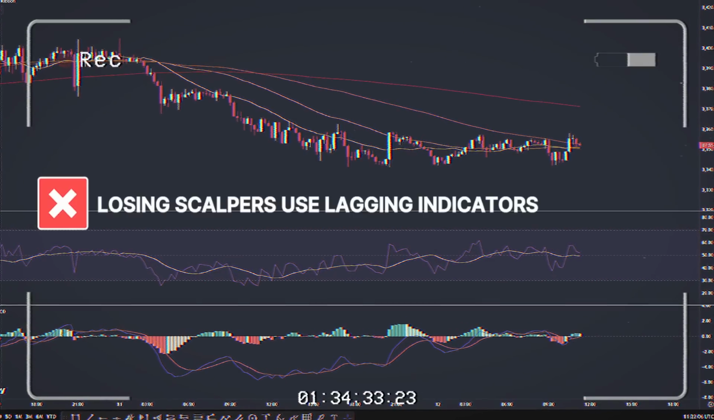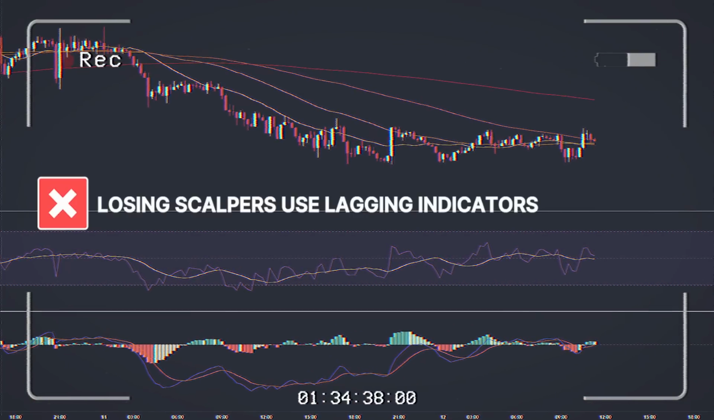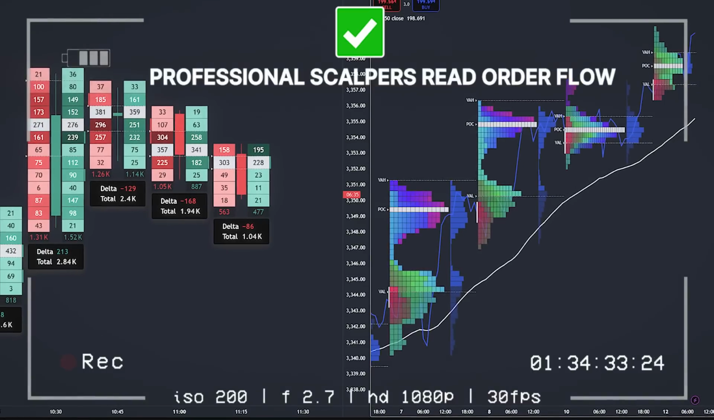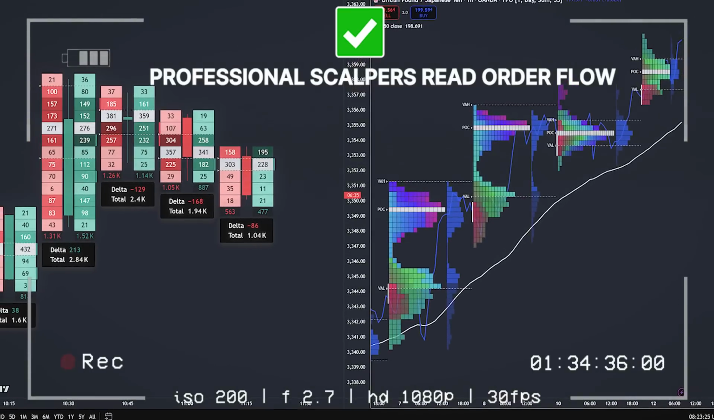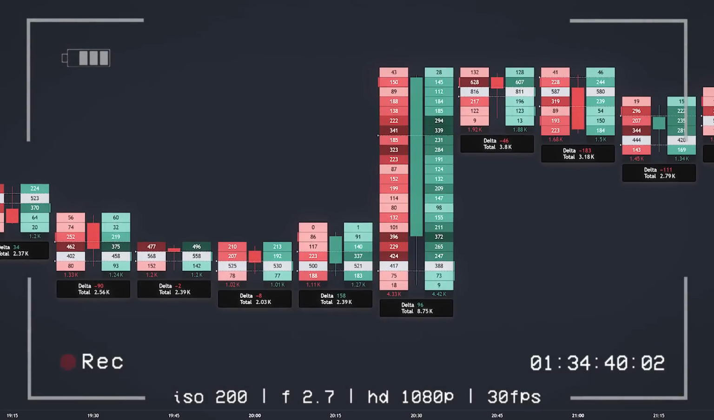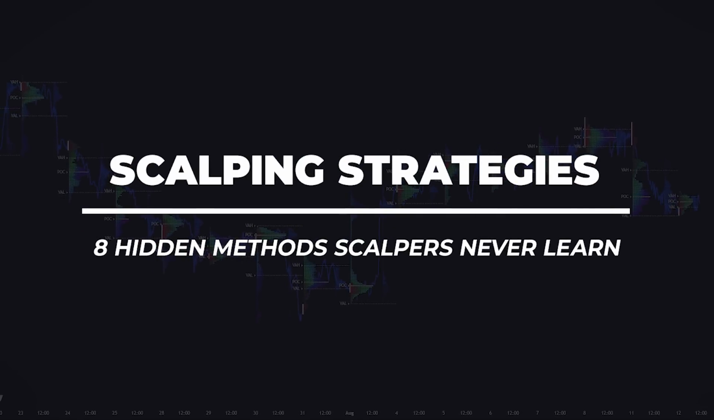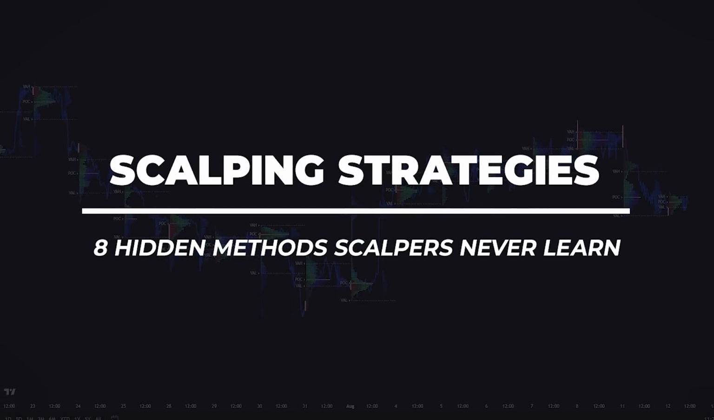Losing scalpers trade with lagging indicators like RSI and moving averages. Professional scalpers read order flow and market microstructure with tools that you've probably never even heard of. Here are 8 scalping techniques that separate losers from professionals.